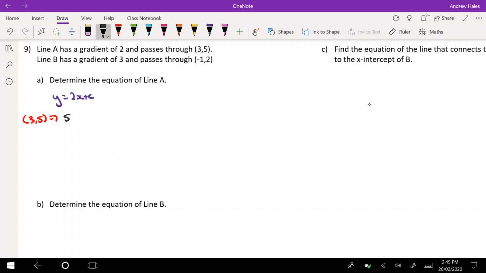It's going to get me that 5 is equal to 2 times 3 plus c. So 5 equals 6 plus c. And if 5 equals 6 plus c, then c is just equal to negative 1. Put that back into here. Y equals 2x take 1. And that's that equation there.